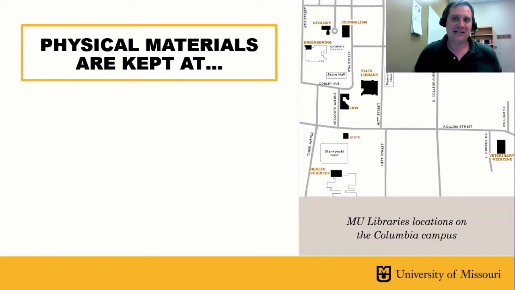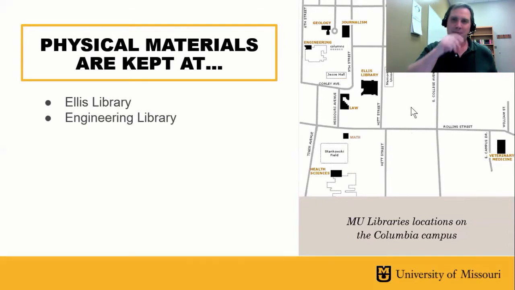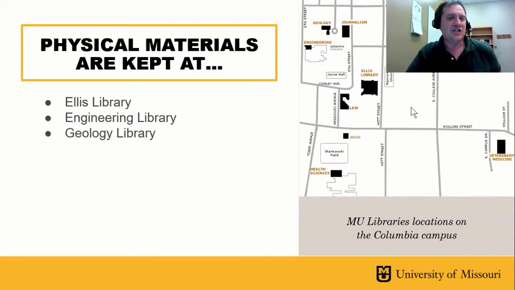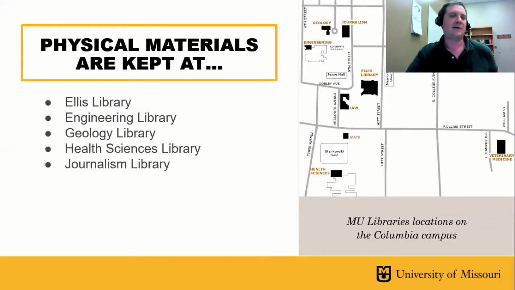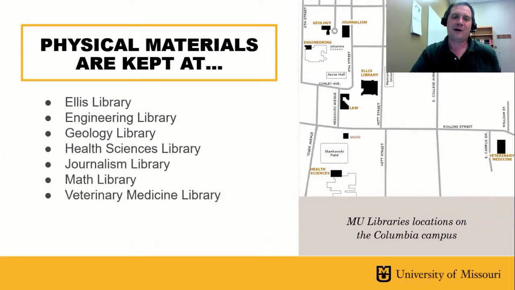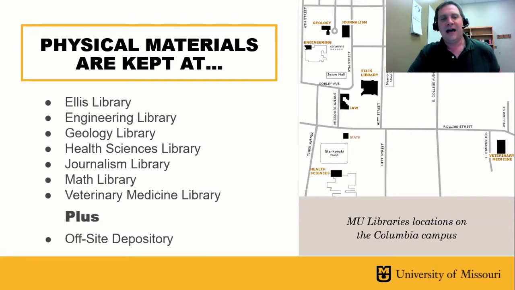We keep physical materials at Ellis Library, which is our big main campus library here in the center of campus. But we also keep things at an engineering library, a geology library, our health sciences library, our journalism library, our math library, our veterinary medicine library, and at an offsite depository. So we have a variety of libraries around campus, and for a lot of those specialized subject libraries, basically everything after Ellis Library, a lot of the materials pertaining to those disciplines are kept there instead of in Ellis.